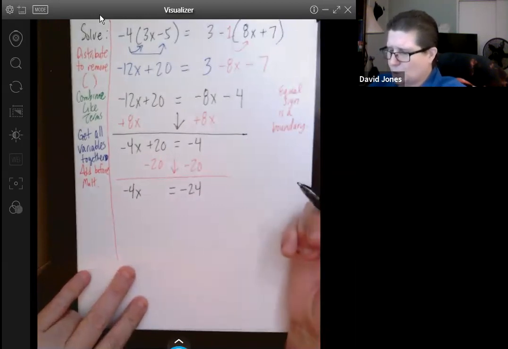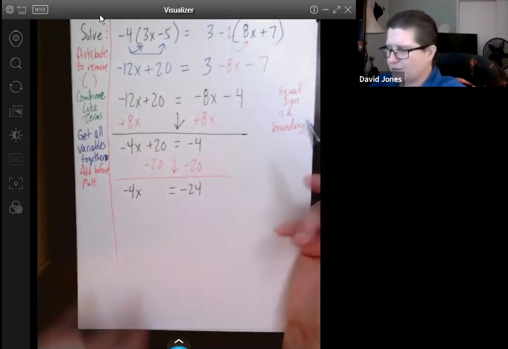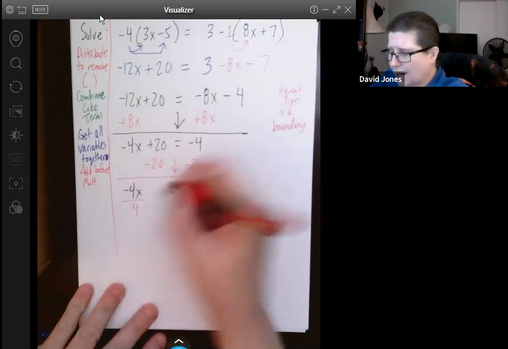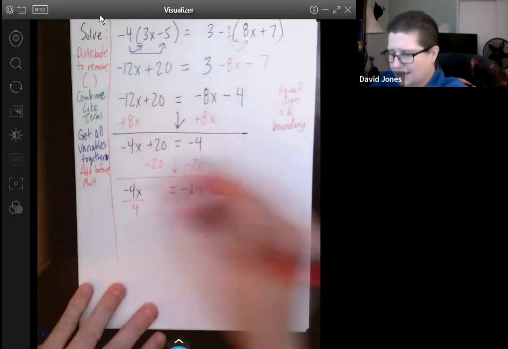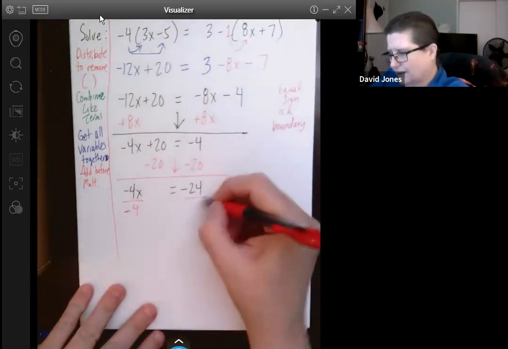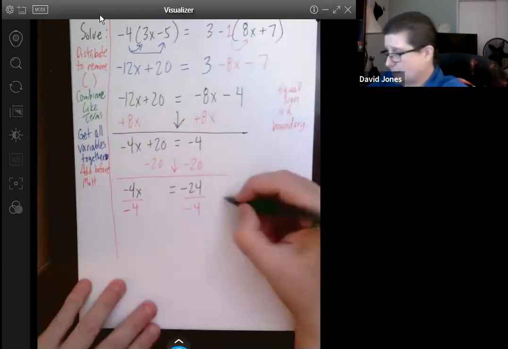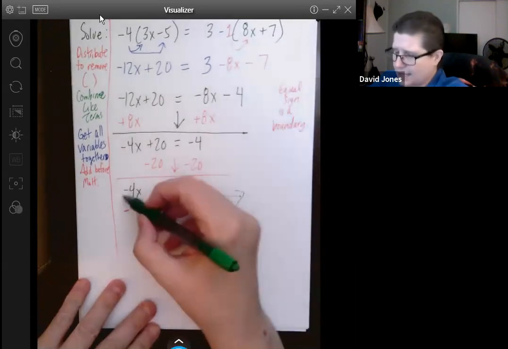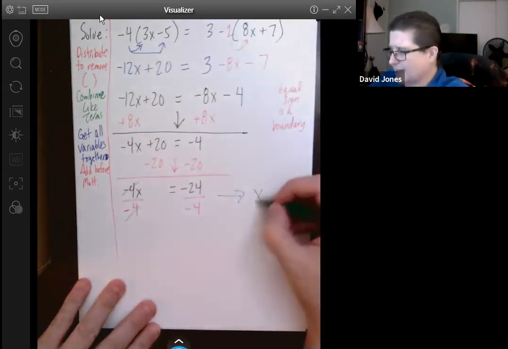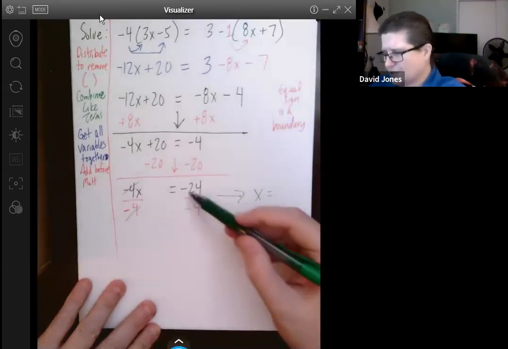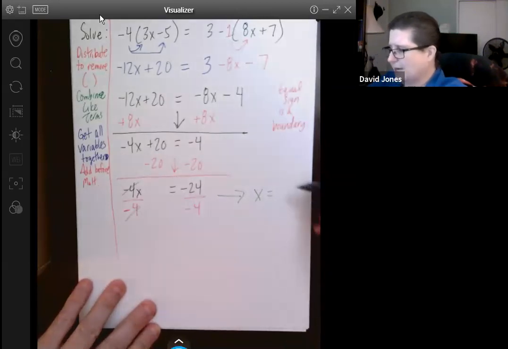Now I can do the multiplication or division. Don't forget the negative sign. If I divide by 4, I don't have enough. It would be negative x. I need to divide by negative 4. And if I do that, the negative 4's cancel, and I'm left with x on the left. On the right side, the negatives cancel each other out. Two negatives make a positive. 24 divided by 4 is 6.